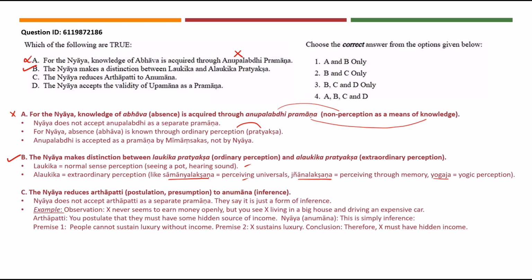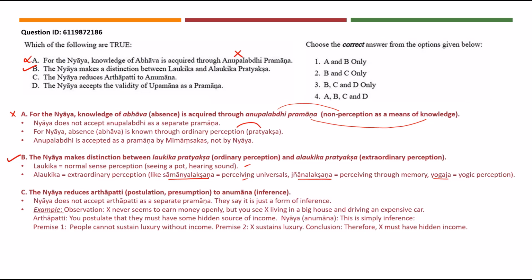The Nyaya reduces Arthapatti to Anumana. What is Arthapatti? It is postulation or presumption, an idea that is taken to be true. That will be presumption. Anumana is inference. We have already learnt about it in a previous year question paper. Nyaya does not accept Arthapatti as a separate pramana. It doesn't treat or recognize it as separate knowledge. Instead, it just sees it as a form of inference.